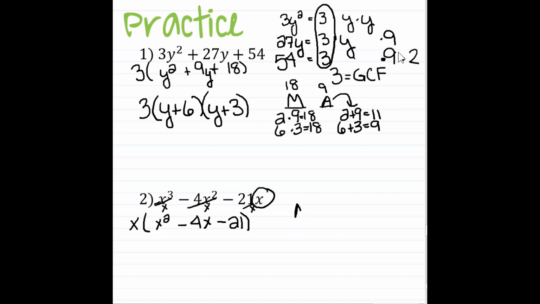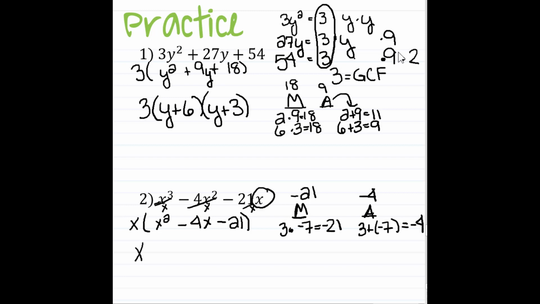Okay, that wasn't bad. Well, I have to multiply to negative 21, and I have to add to negative 4. I know 3 times negative 7 is negative 21. And we guessed exactly right. 3 plus negative 7 is actually our negative 4. Wow, we couldn't do any better than that.